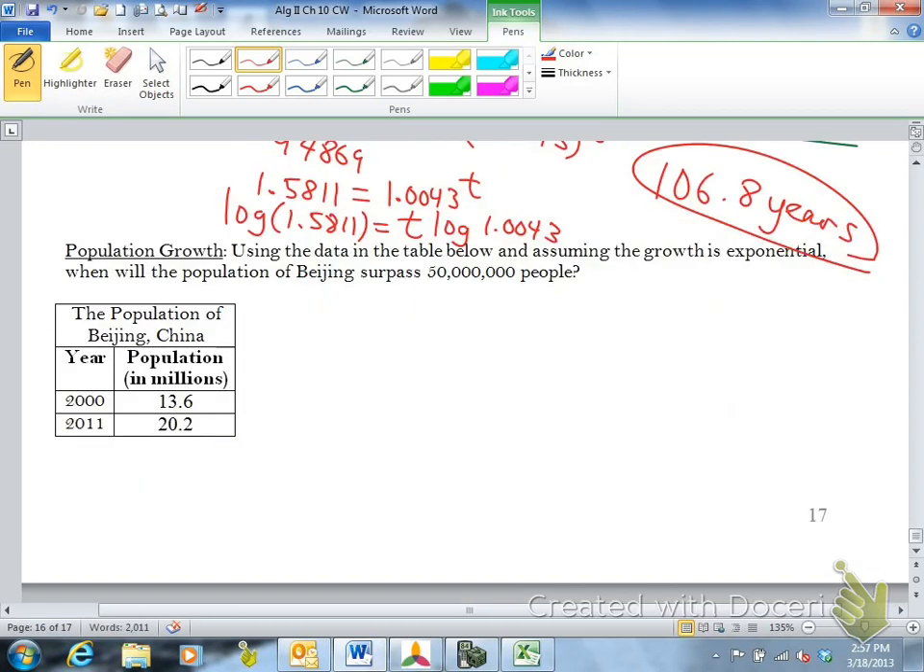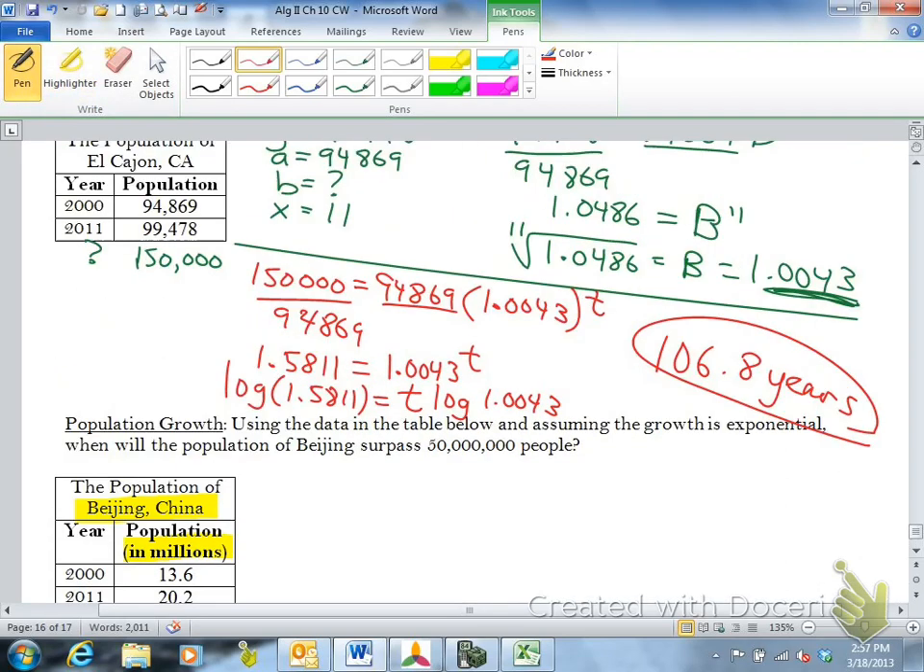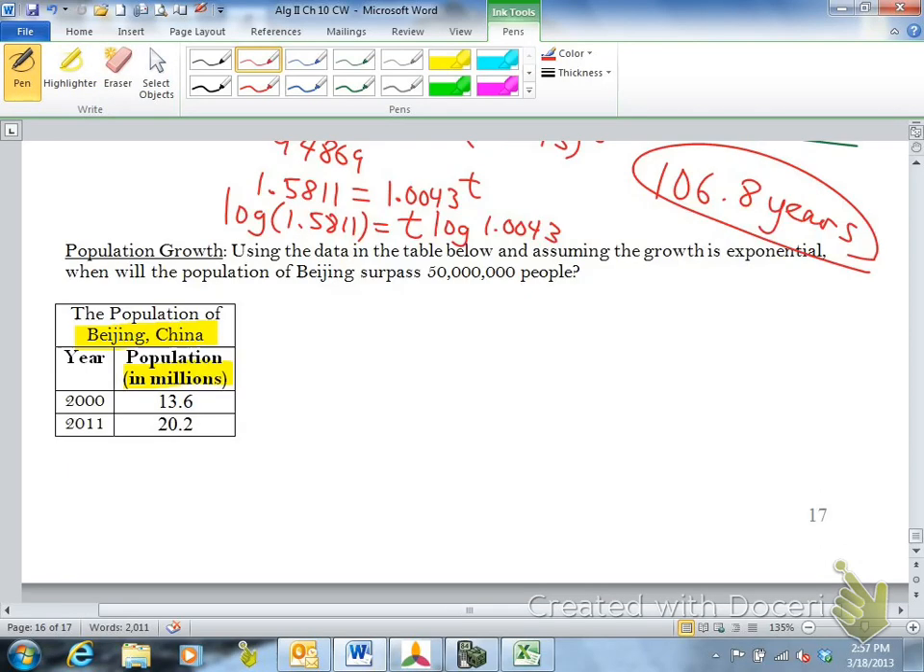Now, to talk about China, Beijing has 13.6 million. El Cajon has 99,000. Beijing in 2011 has 20.2 million. So there's a lot of El Cajons that could fit in Beijing. But we'll have to do this later since our time's running out.